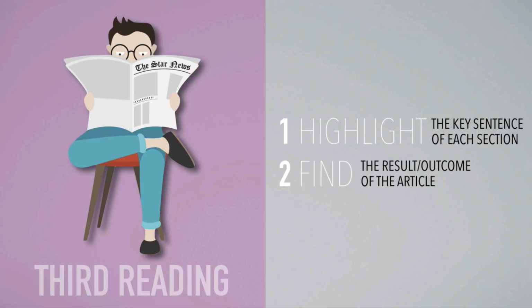Remember, this phase, the reading phase, is helping you to organize your thoughts and organize the information. And number 2, you're finding the result or outcome of the article. So, after you've highlighted the key sentences, which will help with the organization, now you're going to find the result. What is the end result of this entire article? Why was it written? Okay?